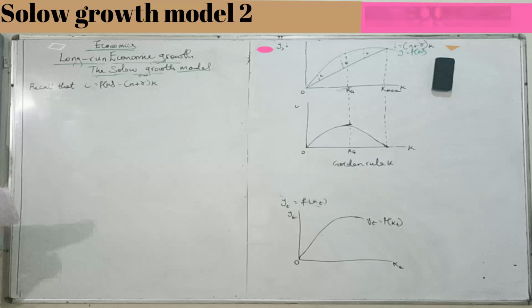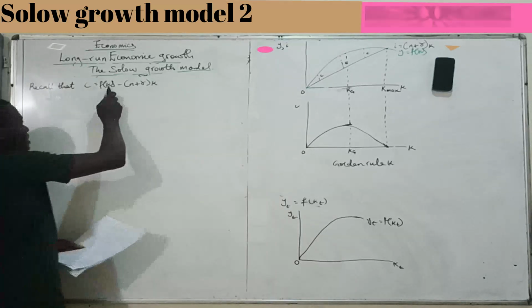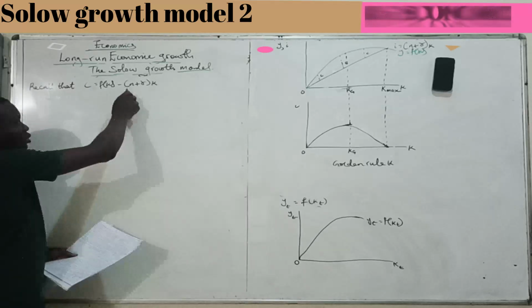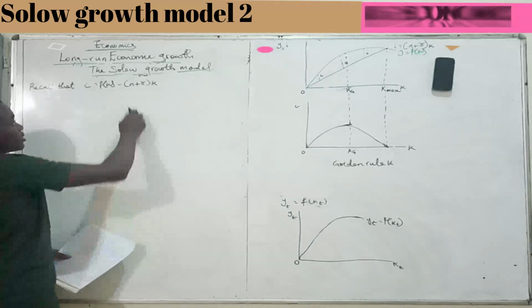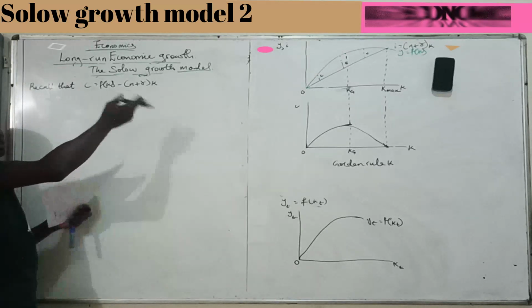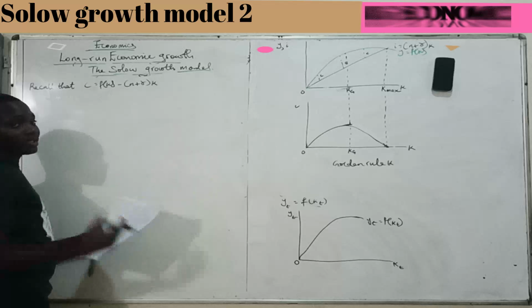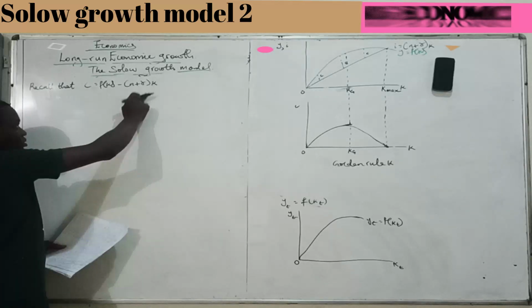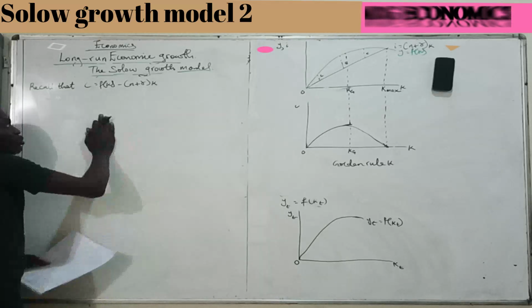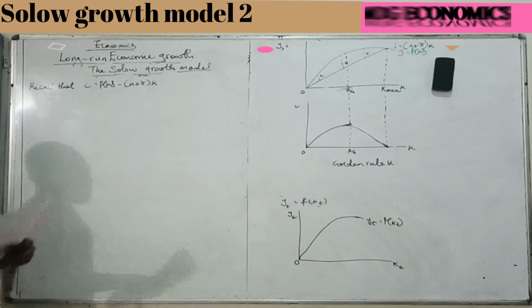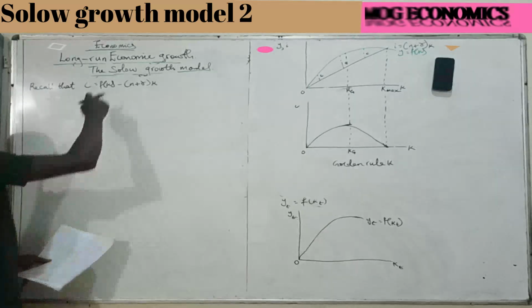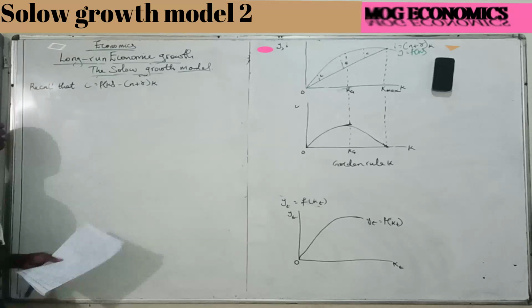So the next thing is, how is K determined? What determines K? We've already seen what determines N. N is the population growth rate, and it's also the amount of total investment that is devoted to the creation of new capital. Depreciation, D, is also the amount of investment that is used to replace worn out capital. But then what determines K?